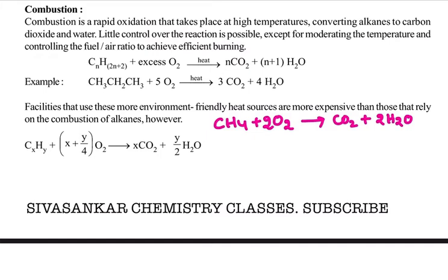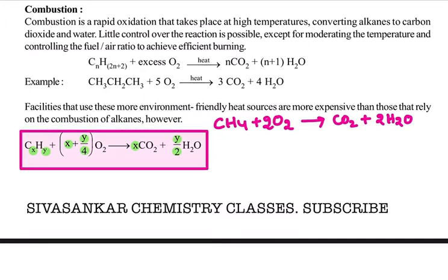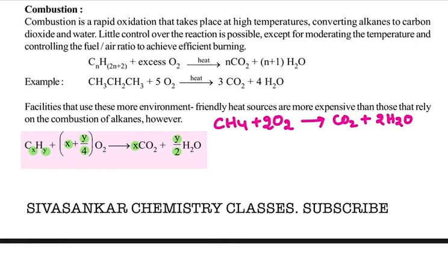Generally, if you take CxHy, x number of carbon dioxide and y by 2 number of water molecules will form. To write the balanced equation, you need x plus y by 4 oxygen molecules. You must have an idea of this equation. So a combustion reaction means a hydrocarbon burning in the presence of oxygen, producing carbon dioxide, water, light energy, heat energy, and sometimes sound also. Those reactions are called combustion reactions.